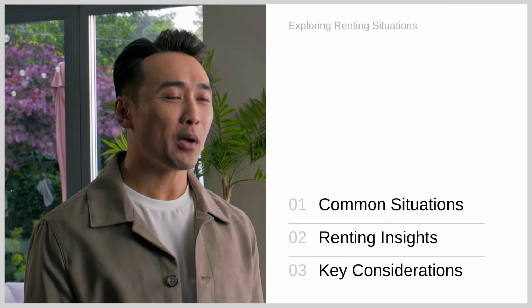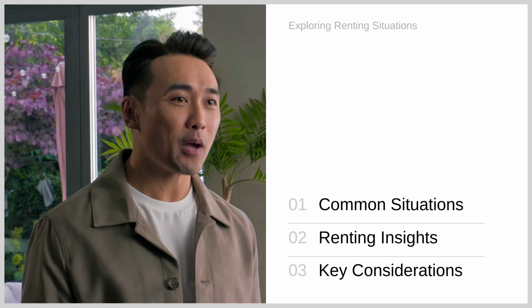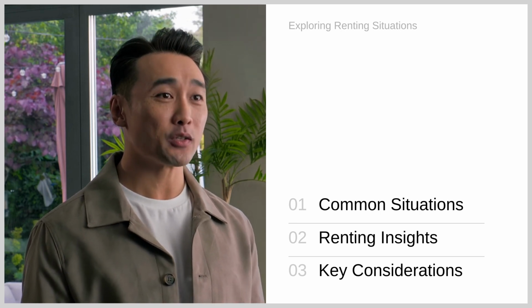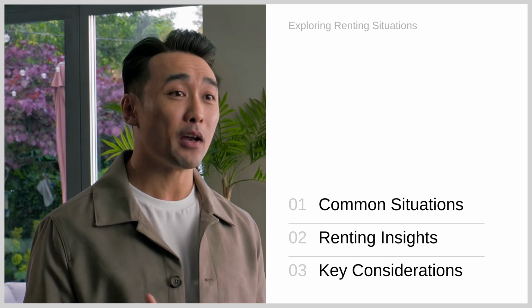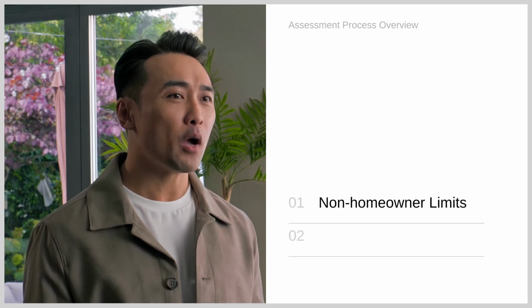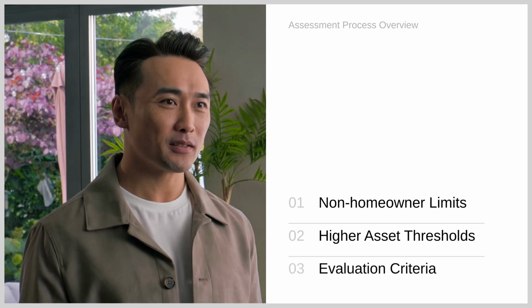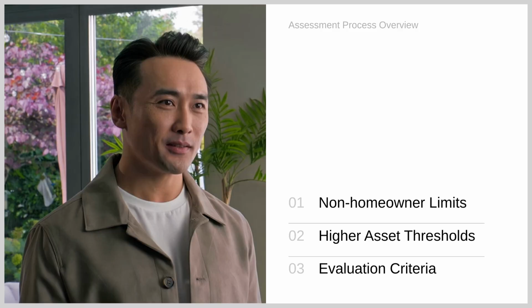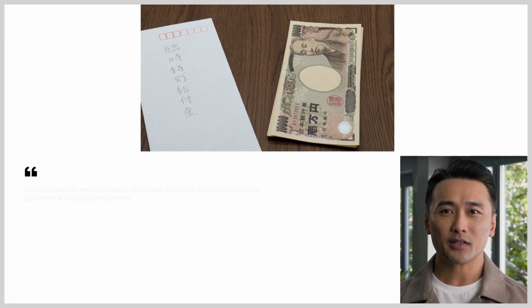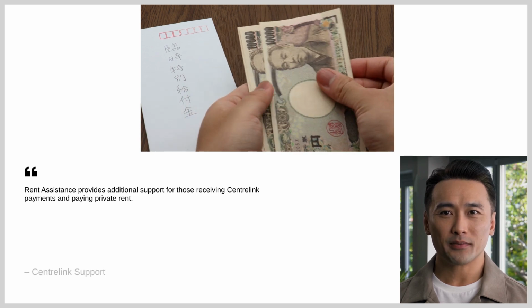Now let's look at another common situation: renting. If you rent your home from a private landlord, Centrelink will normally classify you as a non-homeowner. In order to confirm this, they usually ask for documents such as a lease agreement. This allows them to verify your rent payments and confirm your housing arrangement. Once this information is verified, two things may happen. First, you will be assessed under the non-homeowner asset limits, which are generally higher. Second, depending on your circumstances, you may also qualify for rent assistance. Rent assistance is an additional payment that helps people who receive certain Centrelink payments and pay private rent.